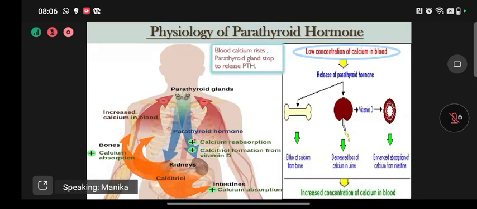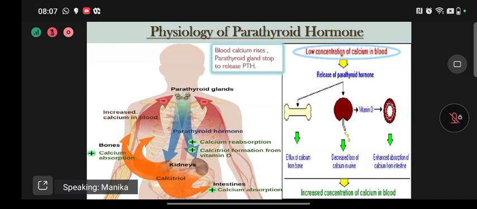Parathyroid hormone acts basically on three main organs. First, on the bones, it helps in the resorption of calcium, thus increasing the calcium level in the blood. It acts on the kidney, where it is responsible for reabsorption of calcium and increased calcitriol formation from vitamin D, and in the intestine there is calcium absorption. Thus all three organs play a major role in increasing the calcium level in the blood.